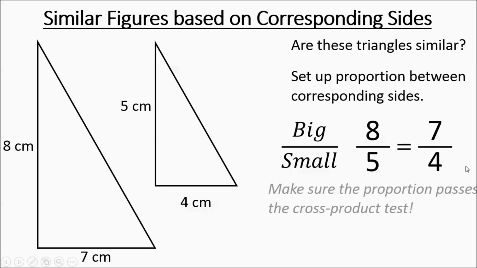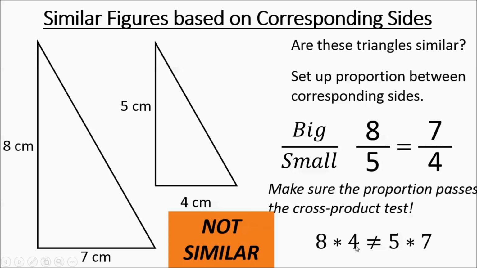If this proportion is true, the cross products should be equal. So I'm going to do the cross product test. Is 8 times 4 equal to 5 times 7? No, they are not. So these two triangles are not similar.